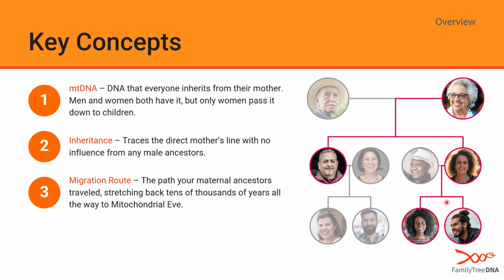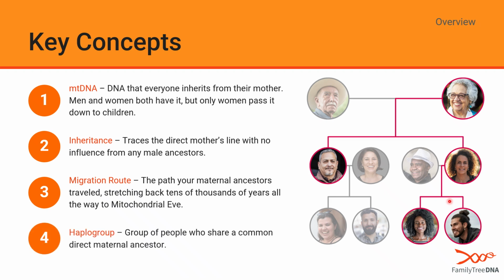And that's the person who passed down all the mitochondria that we have today. So it's the person that had daughters who went on to have daughters who went on to have daughters. And we can all, both men and women, trace our ancestry back to mitochondrial Eve. And all the people who share a particular line back to mitochondrial Eve all share the same group of DNA, which we call a haplogroup. So in this diagram here, all of these people share the same haplogroup because they share the same maternal ancestor.